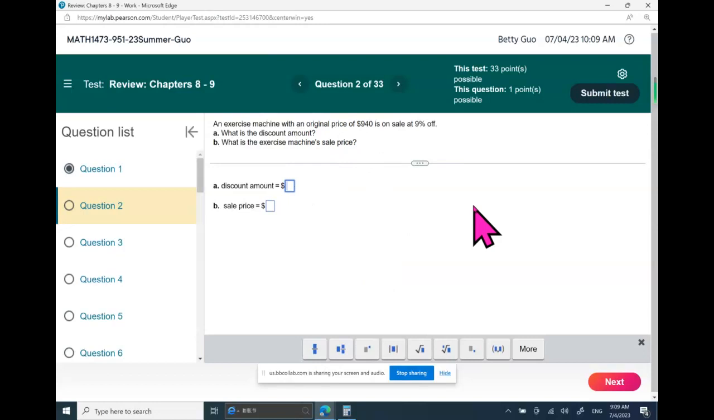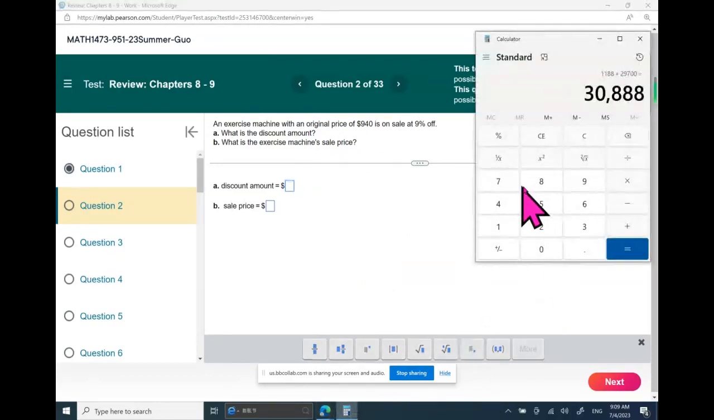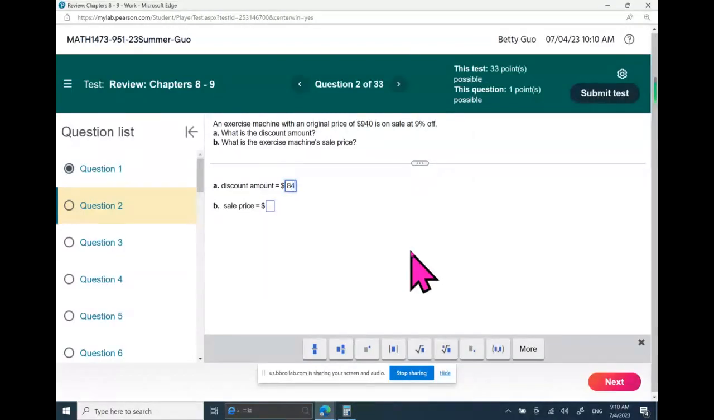So we are going to use the discount rate, 9%. 9% as decimal is 0.09. Oops, let me restart it. So 9%, 0.09, multiplied by the original price, 940. And the product is $84.60, 84.6. And that's the discount amount.